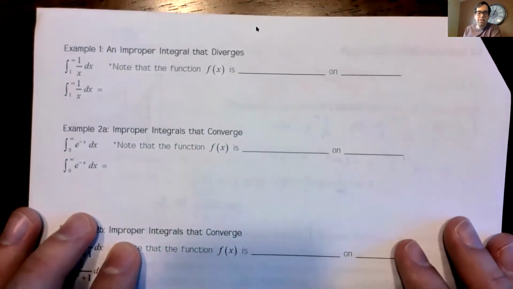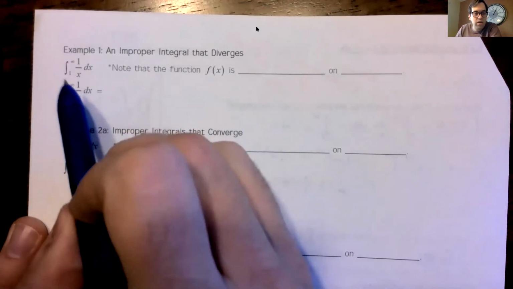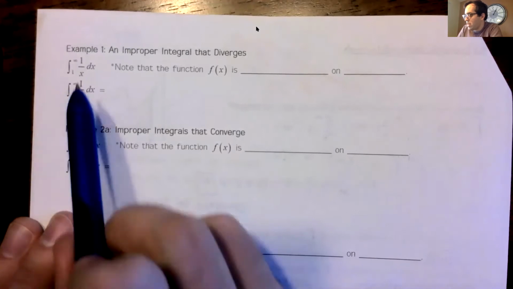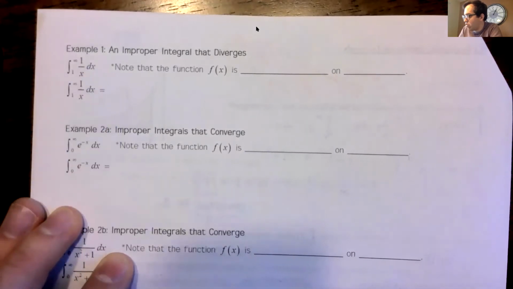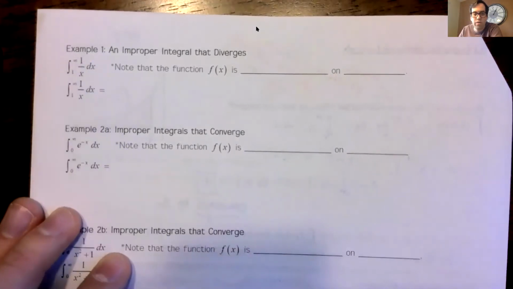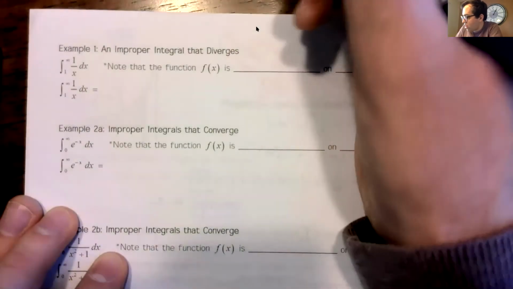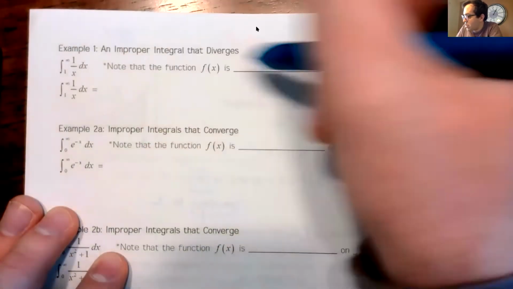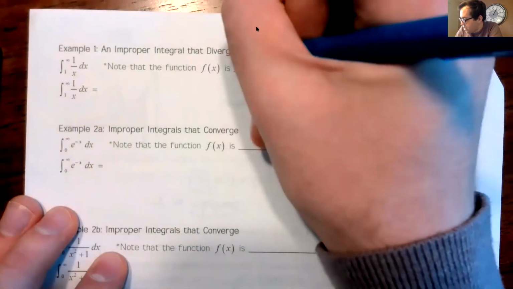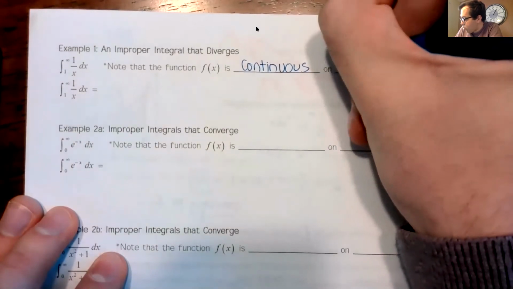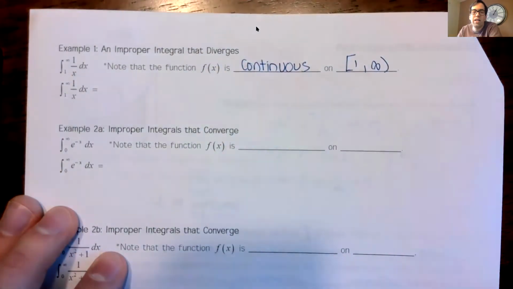Example 1, an improper integral that diverges. Okay, so we're going to start with the integral from 1 to infinity, 1 over x dx. So we've got to check, is 1 over x continuous on this interval from 1 to infinity? And the answer is yes. 1 over x is a problem when x equals 0, but everywhere else it's continuous. So we're going to have to make note of this every time. So that's why this is on here. We're going to note that the function is continuous on the interval from 1 to infinity. So we are allowed to proceed.